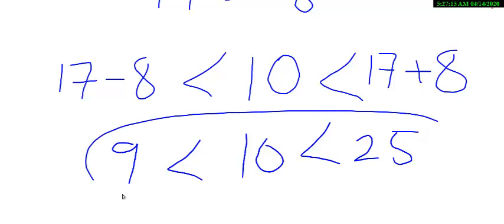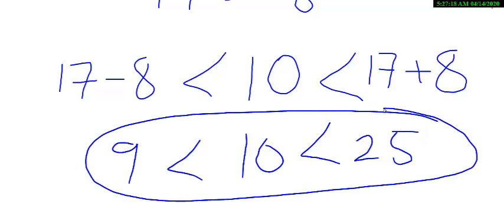You have to ask yourself: is this inequality true, yes or no? If it's yes, that means the three sides form a triangle. But if one part of this inequality is not true, the three sides do not form a triangle. Here 9 is less than 10, and this is correct, and 10 is less than 25, which is correct as well. So the sides 17, 8, 10 form a triangle, and this covers question number 6.